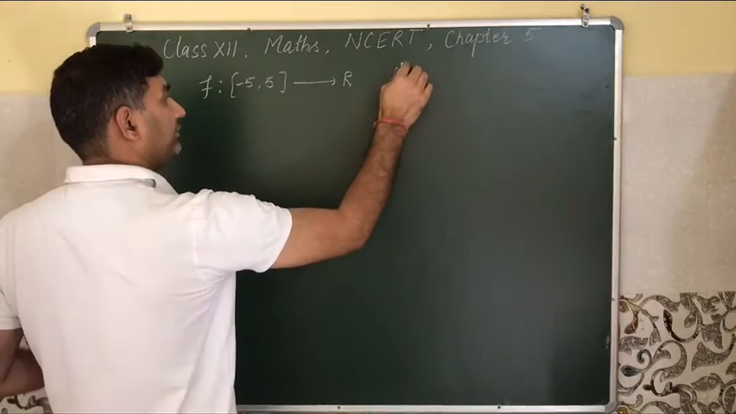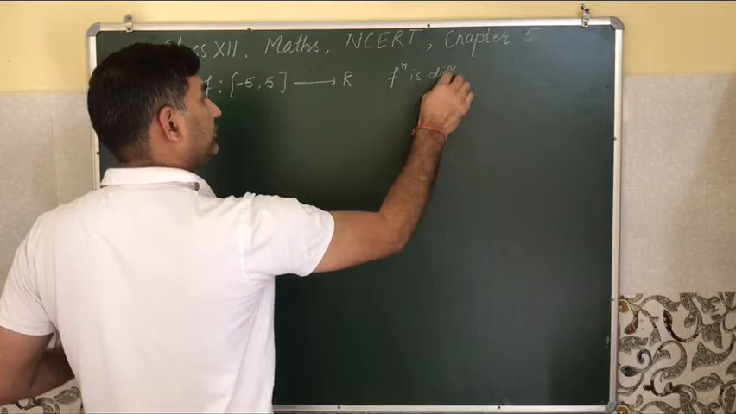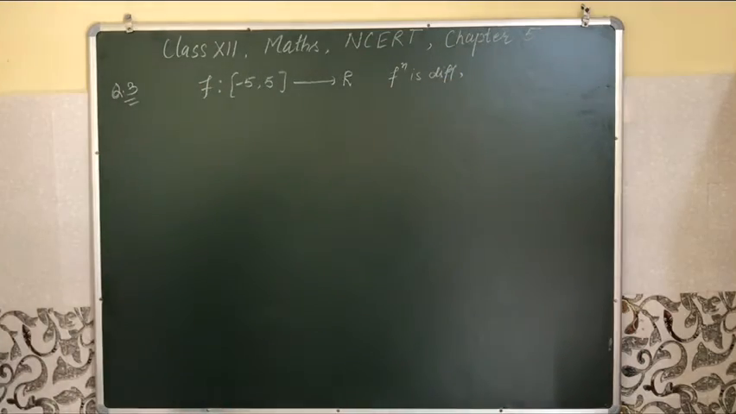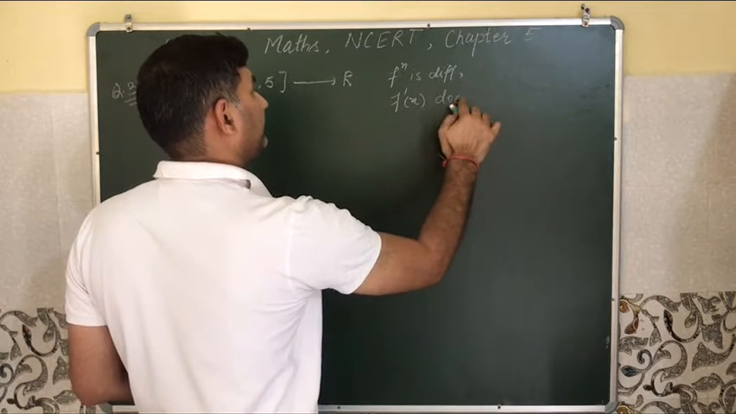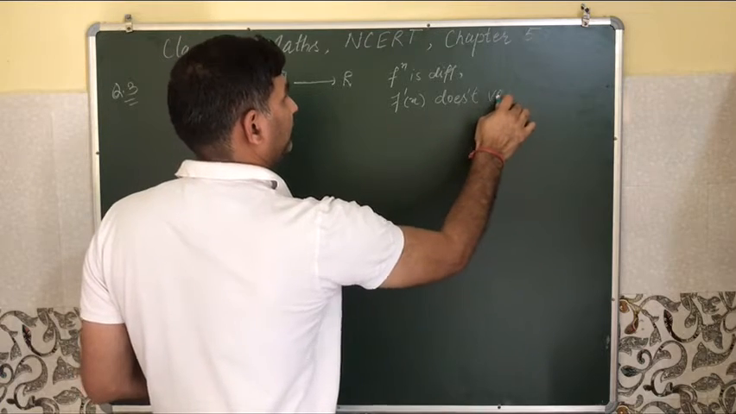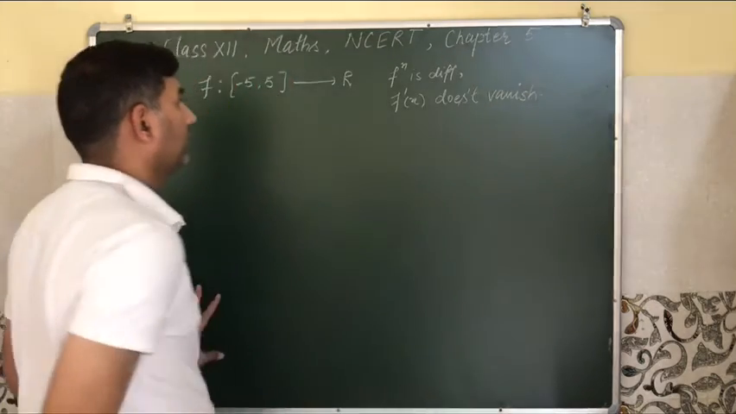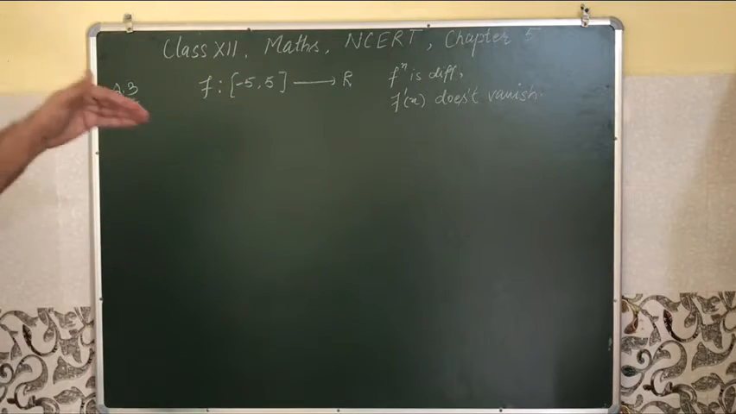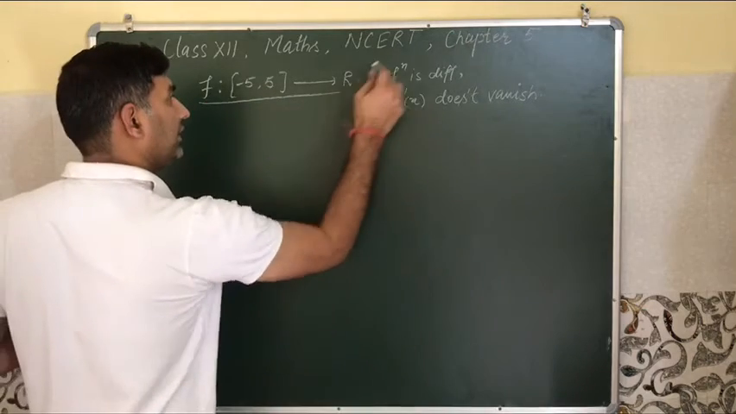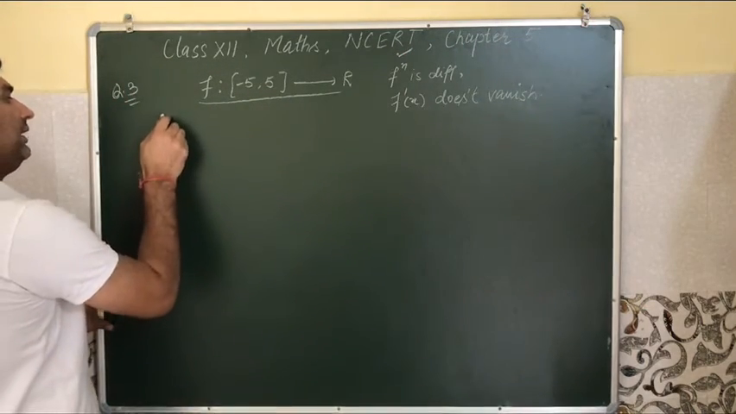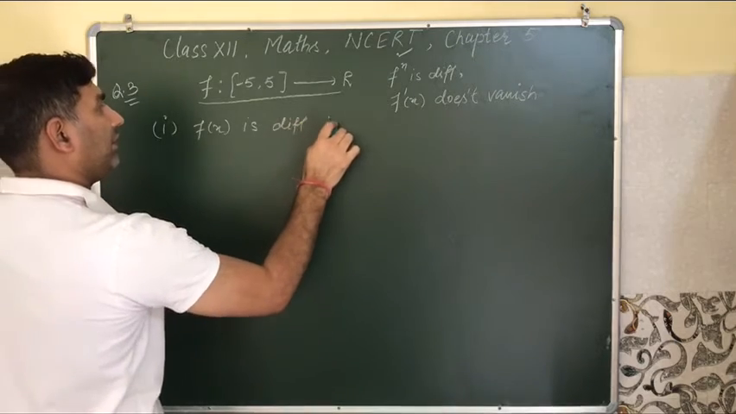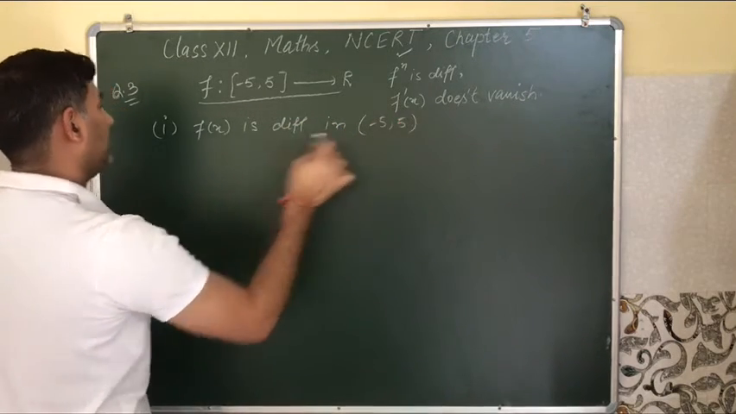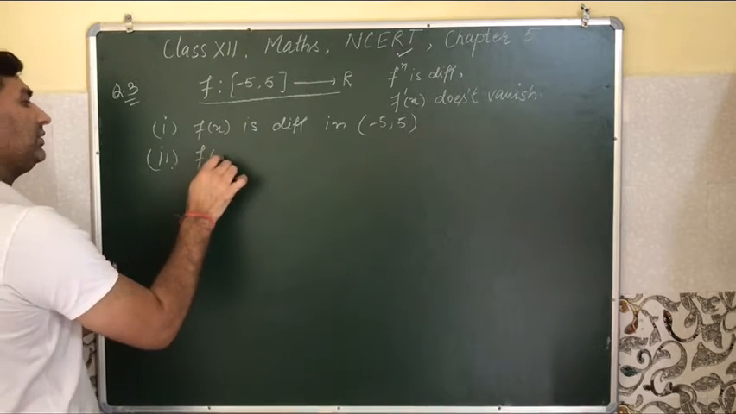F(x), this function is differentiable, and the other is f dash x does not vanish. f dash x does not vanish. Understand the meaning of the question. The function is differentiable, this function is differentiable, the condition itself gives it. That means f(x) is differentiable in open interval minus 5 to 5, and if a function is differentiable then the function is continuous.